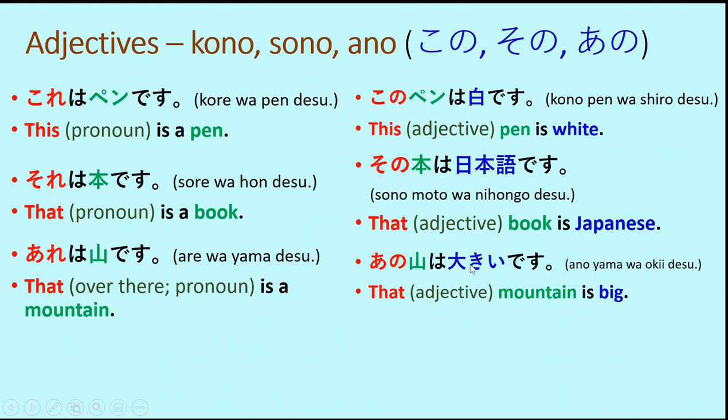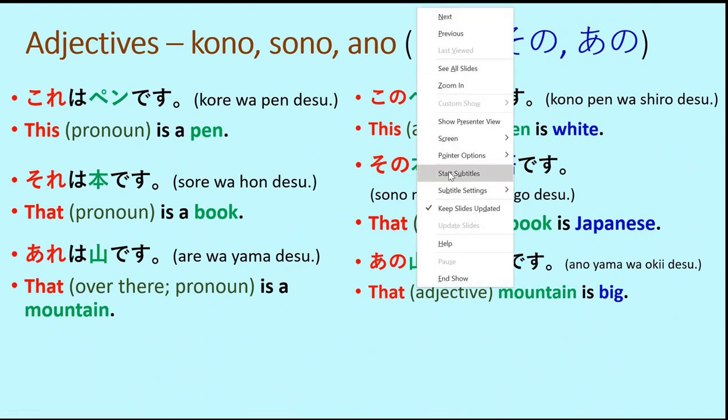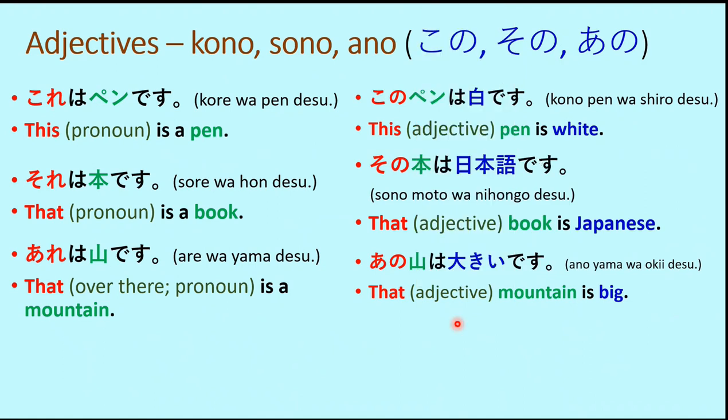Oki means big, and you already know that this is the kanji for big, which may have different pronunciations, but O is one of the pronunciations of this. So, oki desu.